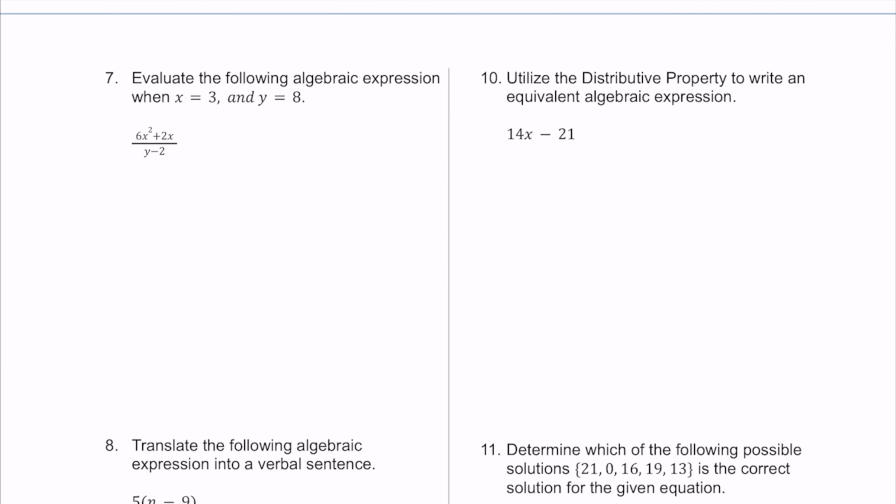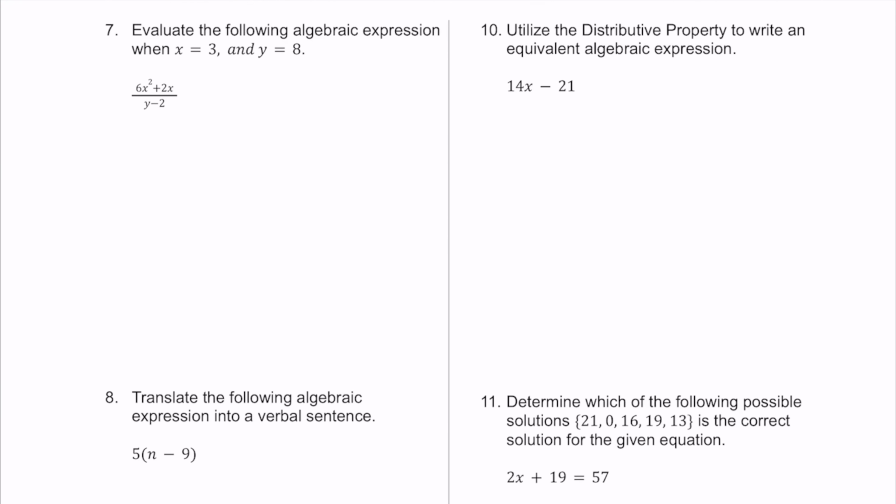Here's number 7. Let's go ahead and evaluate another algebraic expression. This time x is going to be equal to 3 and y is going to equal 8. So let's go ahead and make some substitutions here. We have 6 multiplied by something squared. That x value we're saying is 3, okay? And then we're going to go ahead and add 2 multiplied by x. We just said x was 3, so let's go ahead and put that 3 in over here.